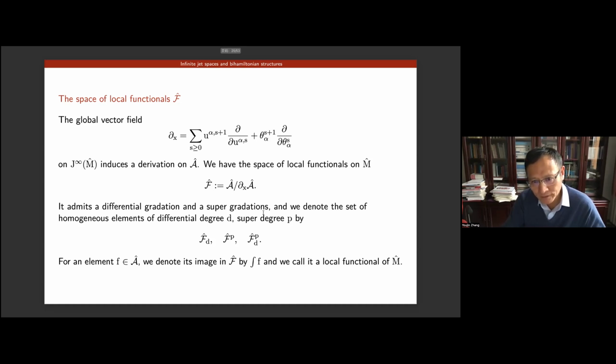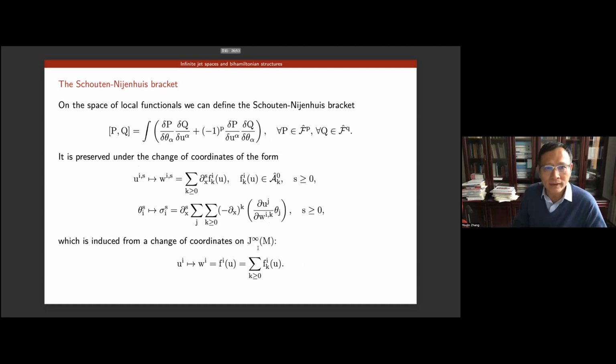We call them the super degree gradation and the differential gradation, p and d. This gradation is actually important. Then on the space of local functionals, we can define the natural Schouten-Nijenhuis bracket, using variational derivatives with respect to the odd variables and the even variables. Such a Schouten-Nijenhuis bracket is preserved under the so-called Miura type transformations.